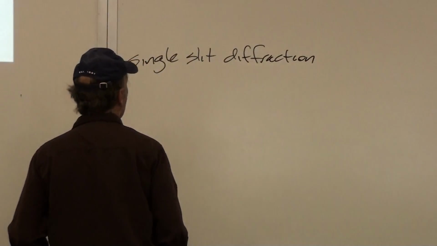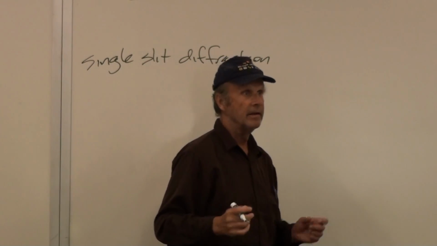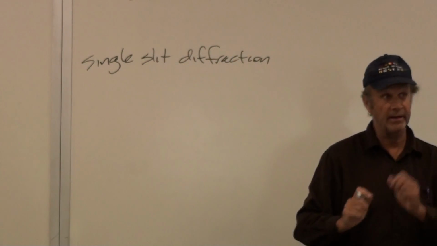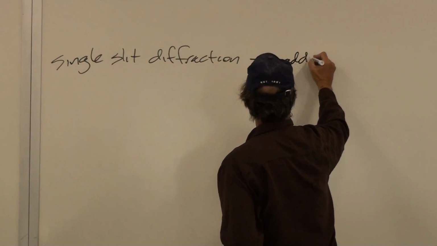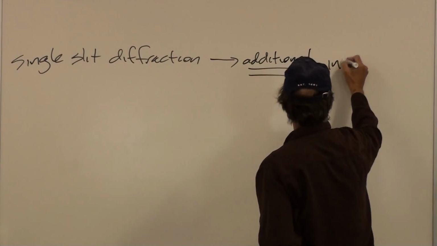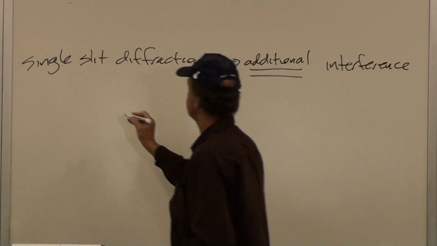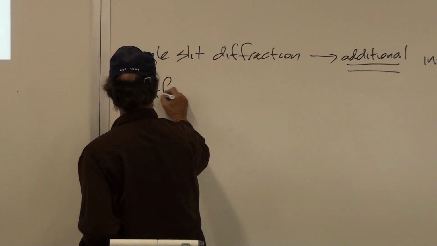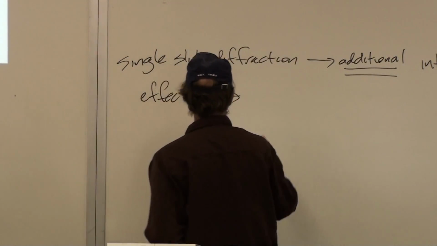Okay, so this also occurs in double slit diffraction. Clearly, because each slit has a finite width. So this is an additional interference effect due to interference along the width of the slit.